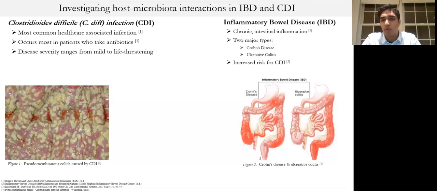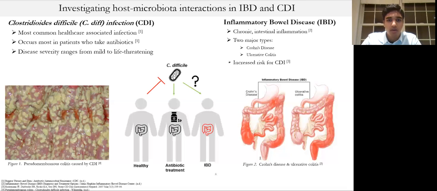Studies have shown that people with IBD are at increased risk for CDI, even when they're not being treated with antibiotics, which led to the main question for my experiment. What causes IBD patients to have increased CDI susceptibility outside of antibiotic exposure? So the model shown here demonstrates the three potential cases that can occur. As stated earlier, antibiotic-treated and IBD patients are both susceptible to CDI, while people with an intact intestinal microbiota, which we would refer to as healthy, remain resistant.